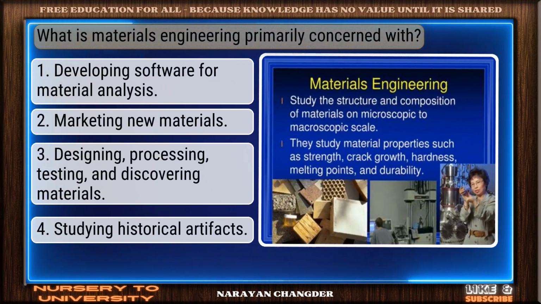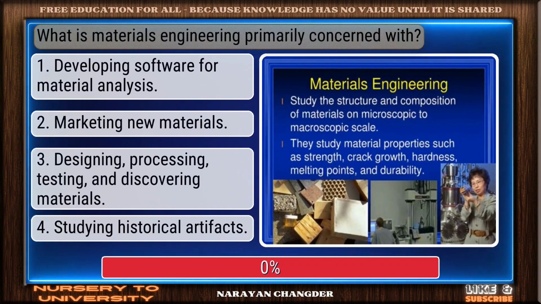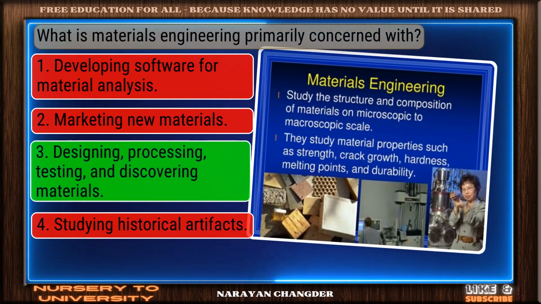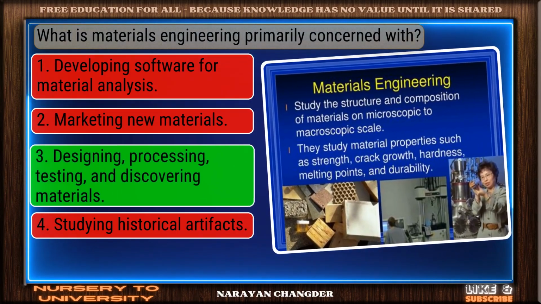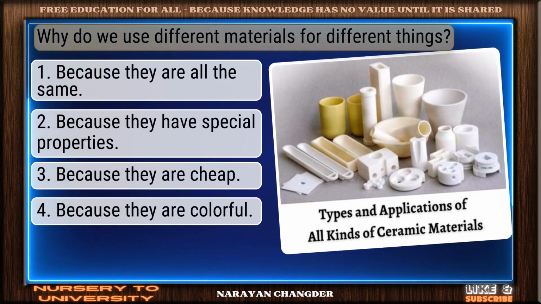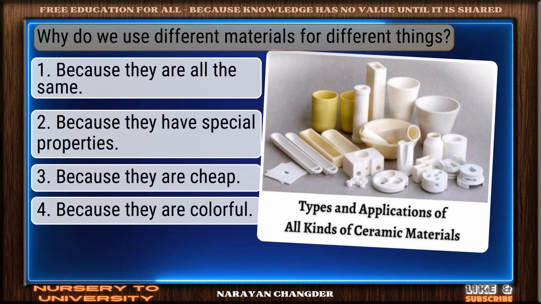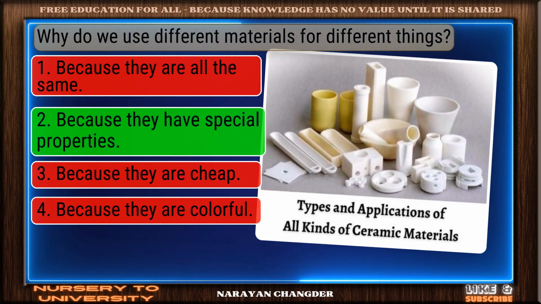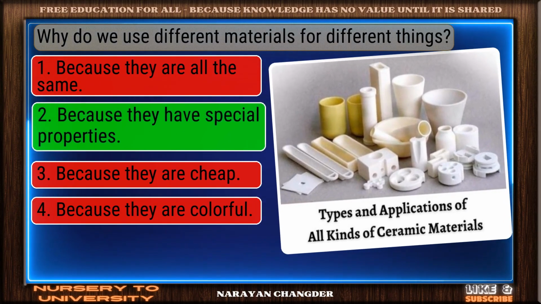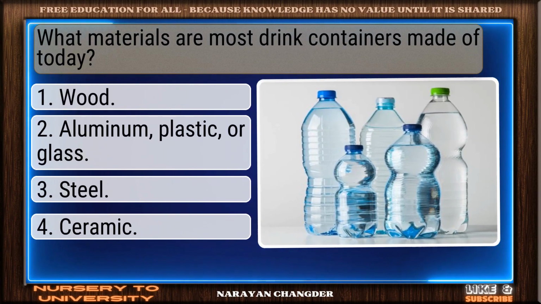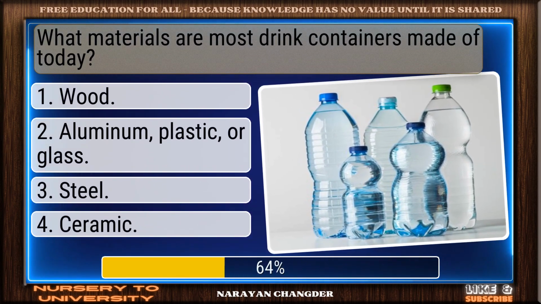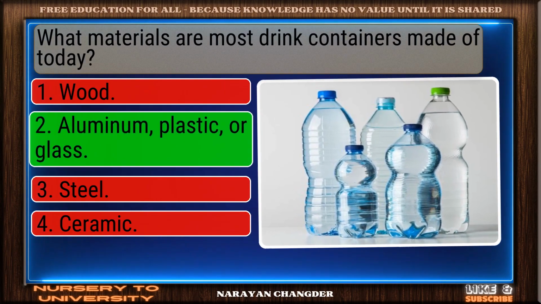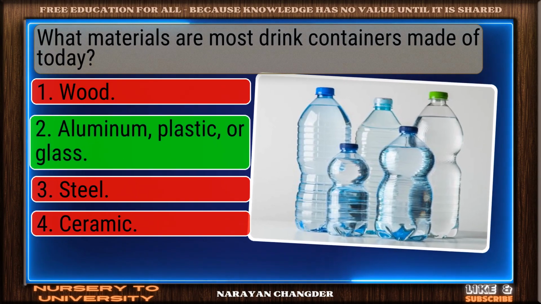What is materials engineering primarily concerned with? Nice work. You chose designing, processing, testing, and discovering materials, and it is correct. Why do we use different materials for different things? You got it. Your choice, because they have special properties, is right. What materials are most drink containers made of today? Clear logic. Your choice, aluminum, plastic, or glass, is sound and 100% true.